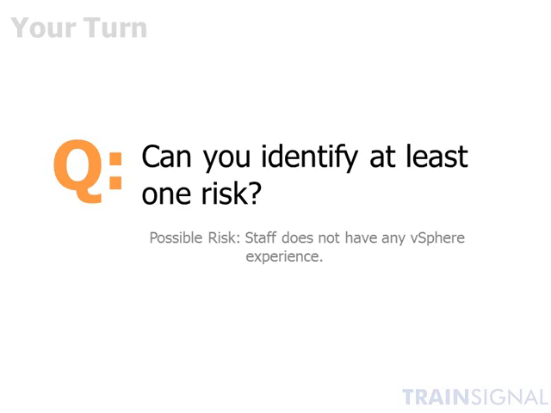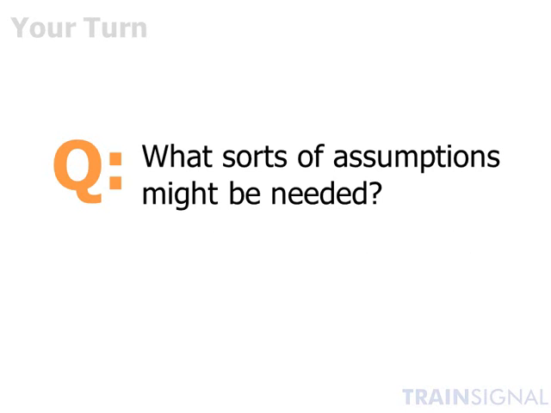Now, it would be your responsibility as the architect to help mitigate that risk by perhaps including some training as part of the implementation plan, or recommending that they have staff trained before they take ownership of the design. Now, it's early in the process yet, and you only have a limited amount of information, but what sorts of assumptions do you think might be needed based on the information that you've been provided so far?